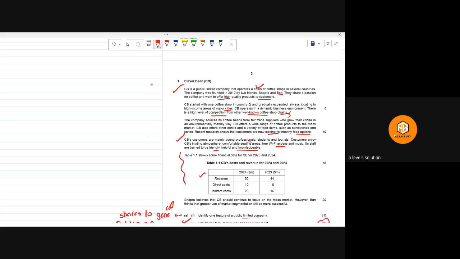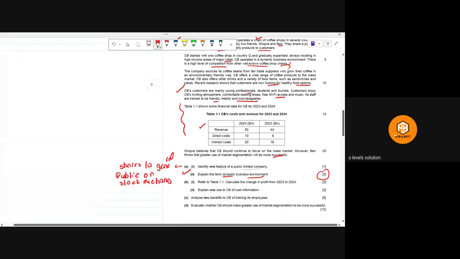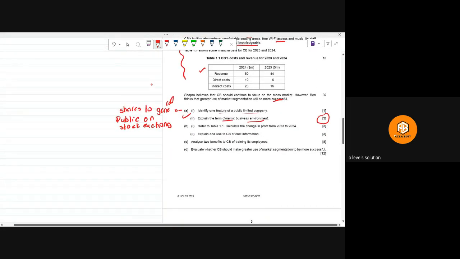We have Table 1, where we can see the revenue of 2024 and 2023, direct cost and indirect cost. Chopra believes that CB should continue to focus on the mass market. However, Ben thinks that a greater use of market segmentation will be more successful. So the two have different opinions.